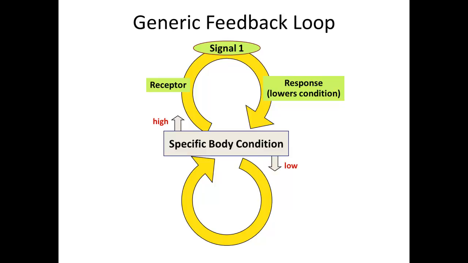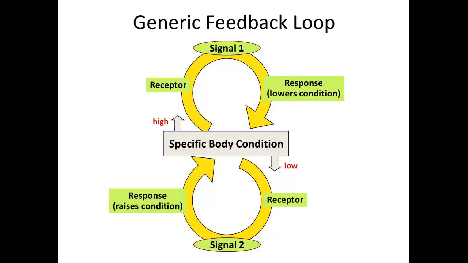On the other hand, if your condition is too low, the receptor will send out a different signal that will cause a reaction, a response that will raise that condition. So this is the generic idea of a feedback loop. Now remember, this is a negative feedback loop because all of the feedback loops that maintain homeostasis are negative feedback loops, not positive feedback loops. Positive feedback loops don't maintain stability, they cause an increase in a condition. And we talked about how those do happen in the body, but they do not maintain homeostasis.